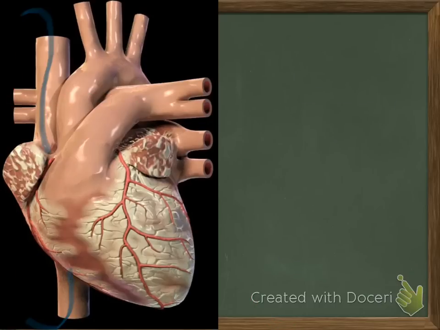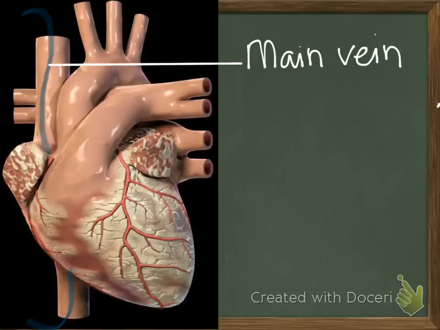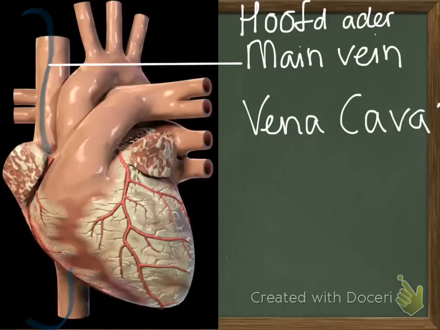Now, as we've learned in a circular system, the blood which is pushed away also has to come back, or else it wouldn't be a circle. So blood coming back flows through the blood vessel indicated with blue. Here the blood comes back into the heart. This one we call the main vein. In Dutch that would be hoofdader. As the aorta we also have a difficult name for this one, the vena cava. And in Dutch that would be the holle ader.